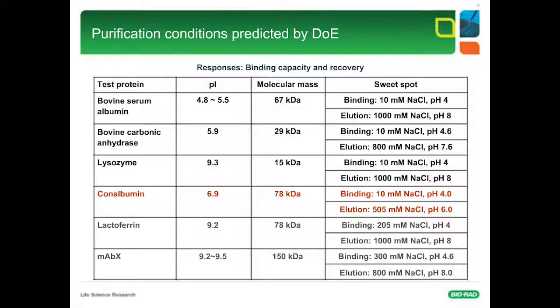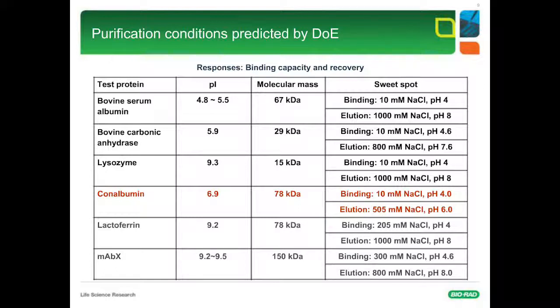The second category of protein is ovalbumin. The binding, again, takes place at low pH, low salt. However, the best elution condition is not at high salt. It takes place at pH 6 with just 500 millimolar of sodium chloride. So this shows us the interaction mode of ovalbumin is different from the top 3 proteins.